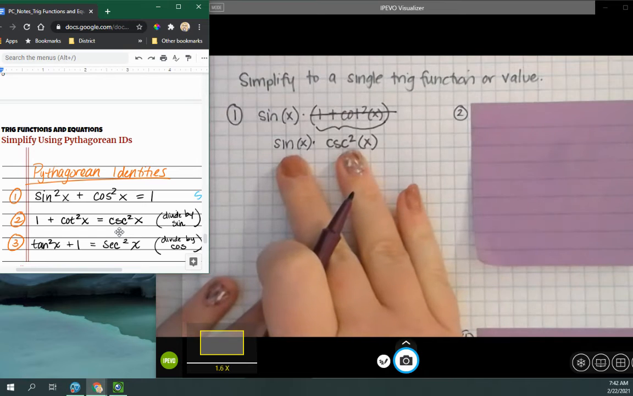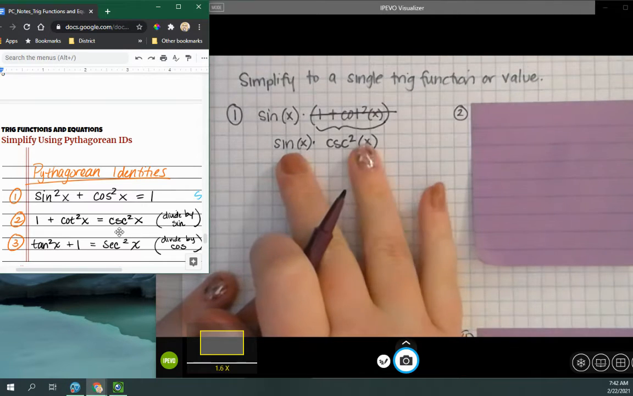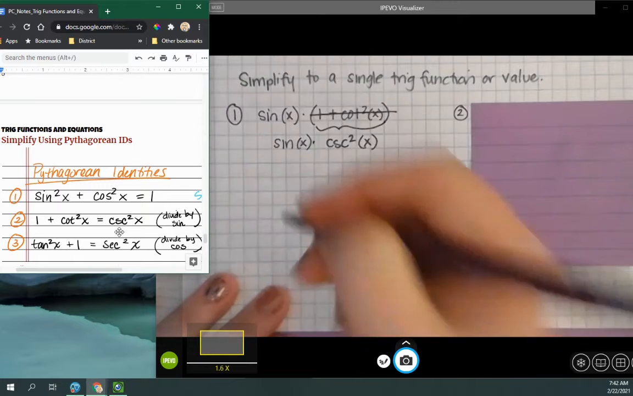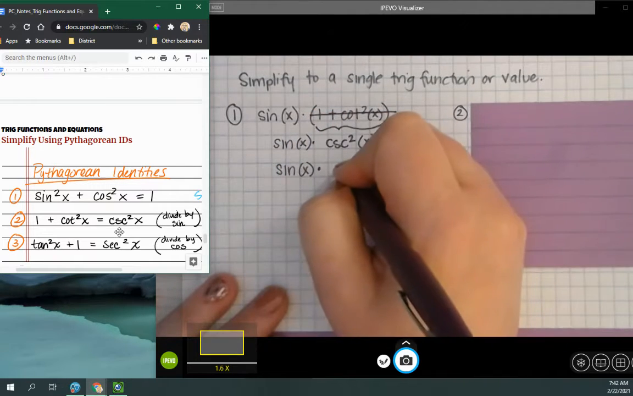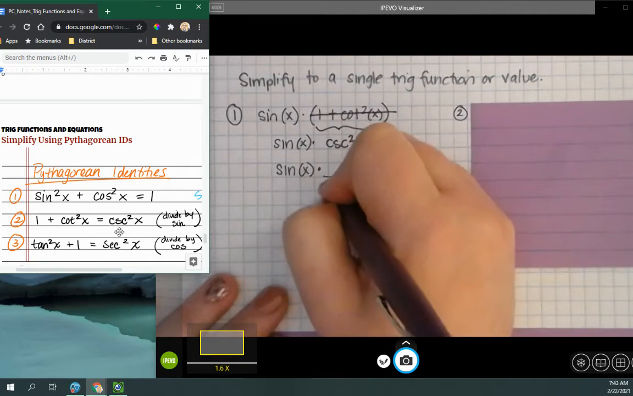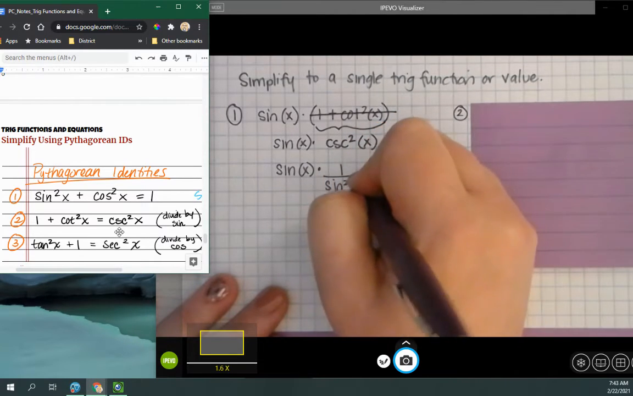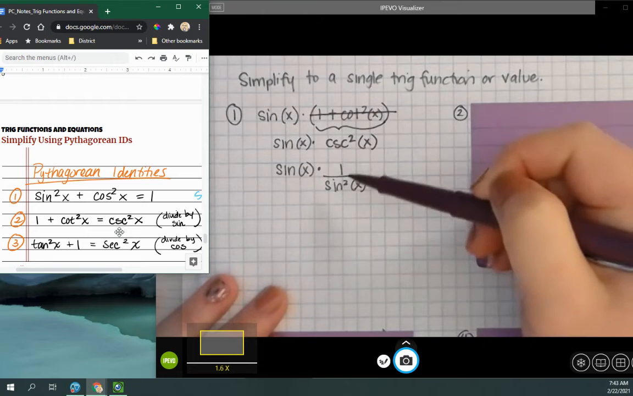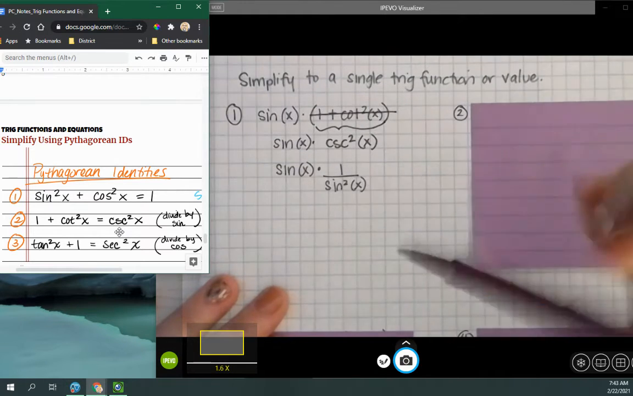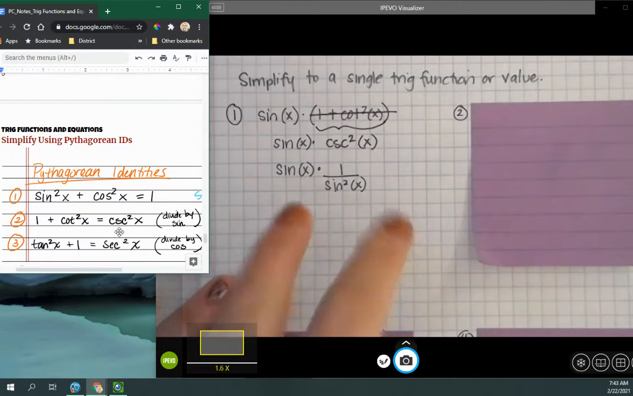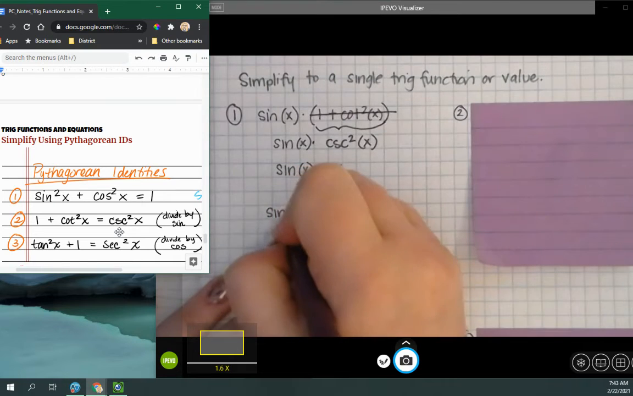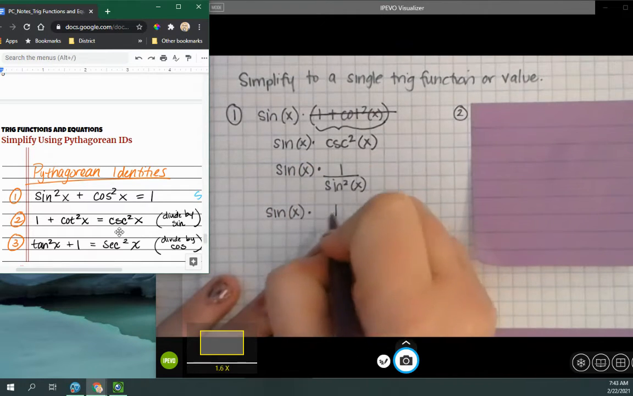Let's simplify further. So I've got a sine here and a cosecant squared. I know that this means sine times, and cosecant is 1 over sine, squared. Again, if it's squared, make sure to keep it squared. And squared means there are 2 of them. So there are 2 sines on the bottom of the fraction. So I'm going to expand it further. I have 1 sine on the top, and I have 2 sines on the bottom.